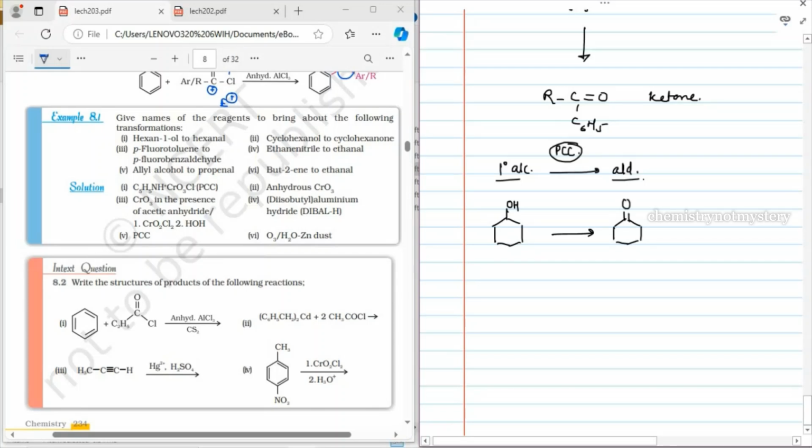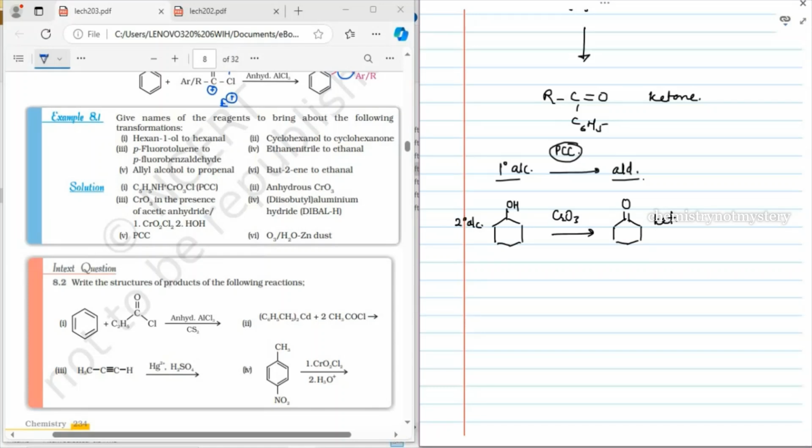So this alcohol is a secondary alcohol, and here you have to form a ketone out of it. For the conversion of secondary alcohol to ketone, you have to use CrO3 in anhydrous medium. Now come to the third question.